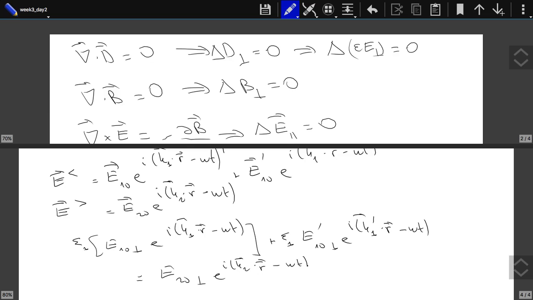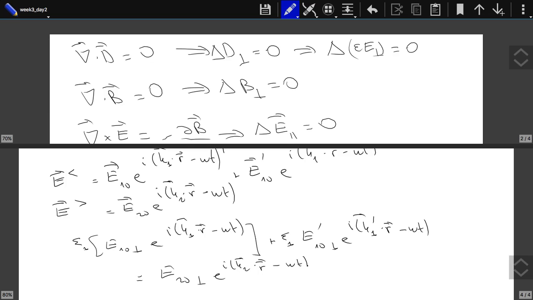But you see, we had already used one argument to claim that omega should be the same in all waves. And that argument was this equation should be satisfied at all times. Now, if omegas are different, then we might satisfy this equality at some particular time, but it won't be satisfied at all times. So that basically tells us that omegas should be the same. For the reflected wave and the transmitted wave, they should be equal to the angular frequency of the incident wave.